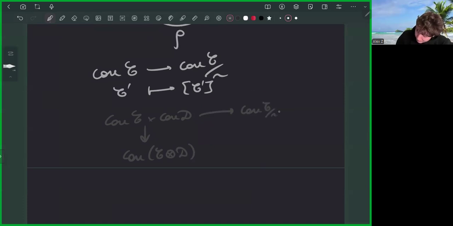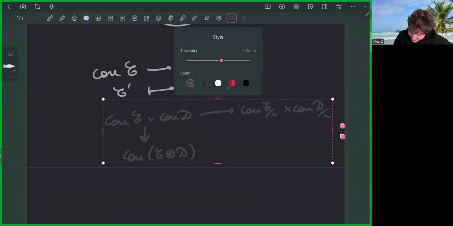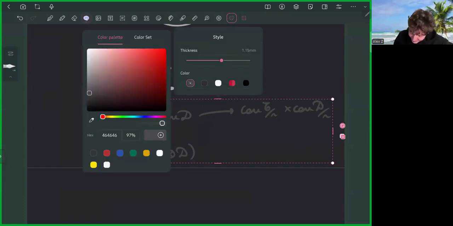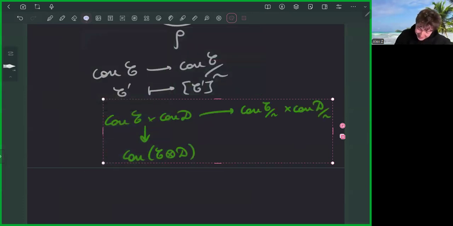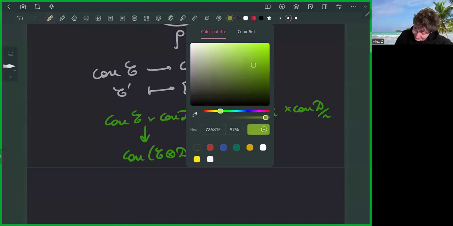Sorry to interrupt, but could you please not use this color? Ah, yes, sure. The nice thing about this is that I can always do something like this. Is this better? That's fine. Thanks. Okay.